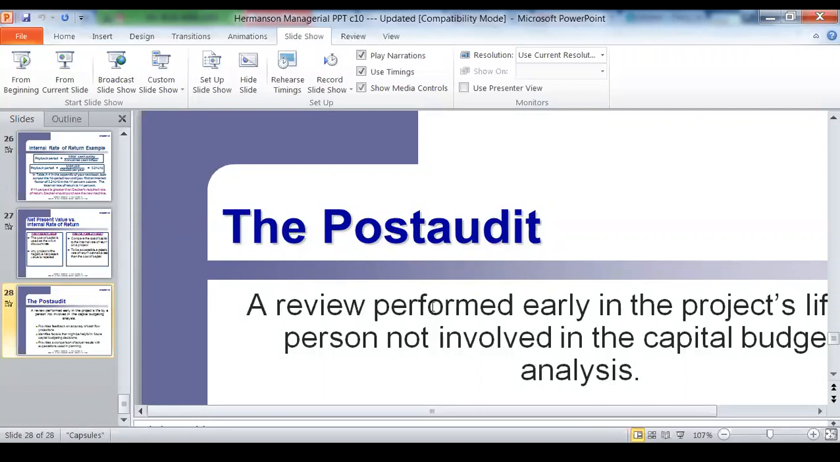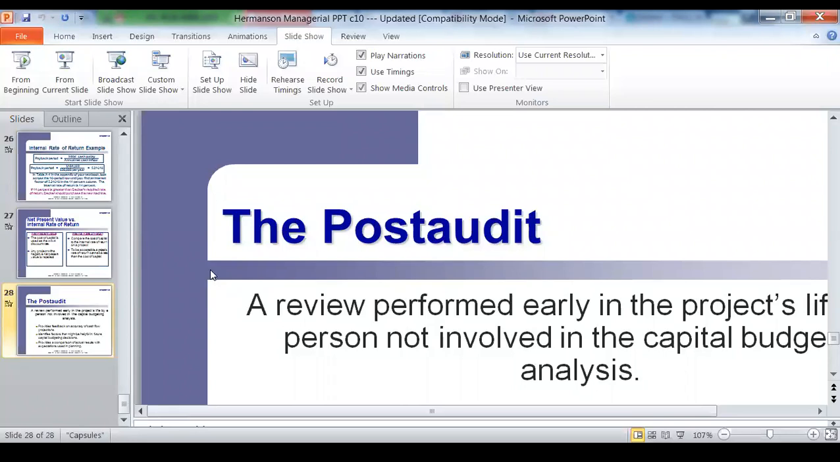Okay, that's it for chapter 10. You should know all the different techniques for doing capital budgeting, concentrating though on the two most commonly used, net present value and internal rate of return. Although the payback period method is used quite often as well because it's so easy to do. But again, net present value and internal rate of return are the more accurate and better ones to use.